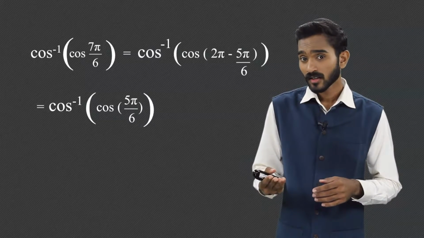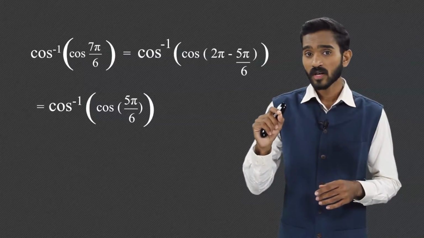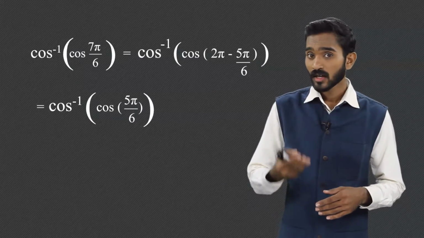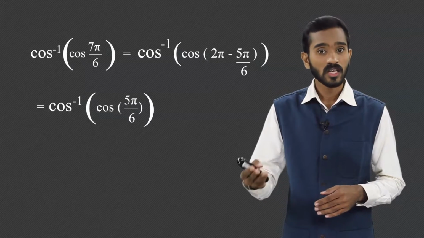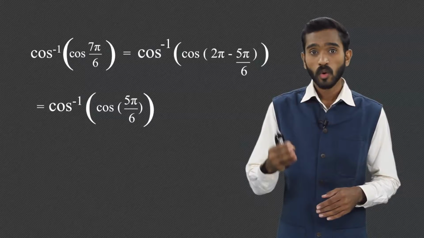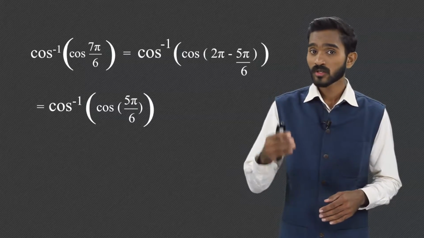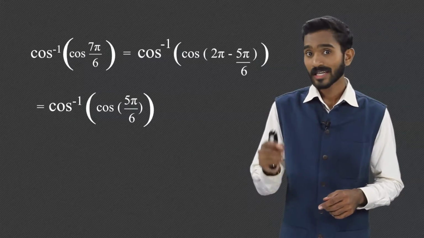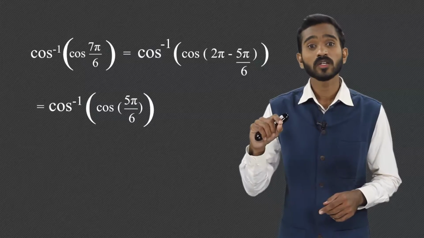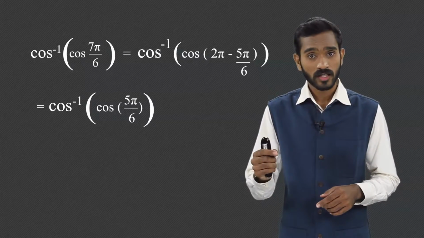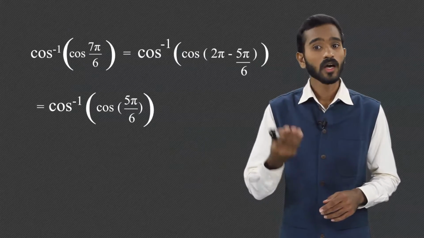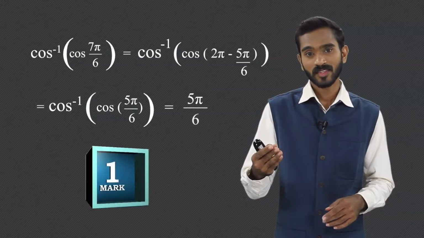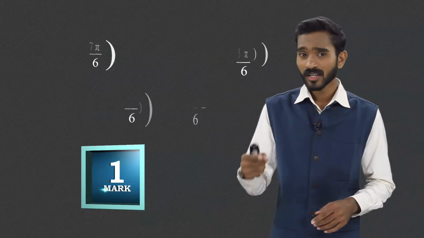And how did we get that? Cos of 2 pi minus 5 pi by 6 is of the form cos of 2 pi minus x. Now we know that cos of 2 pi minus x is equal to cos x, and that is the reason why we got cos inverse cos 5 pi by 6. Now again, cos inverse cos 5 pi by 6 is of the form cos inverse cos x. Cos inverse cos x is equal to x. Similarly, cos inverse cos 5 pi by 6 is equal to 5 pi by 6. Yes, and now another 1 mark is to your credit.